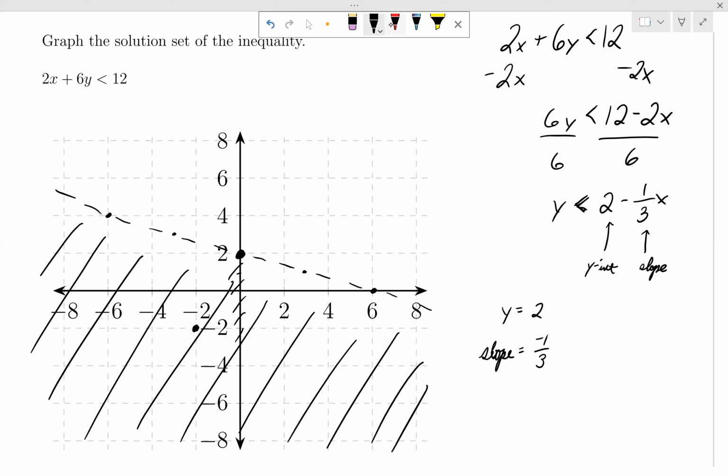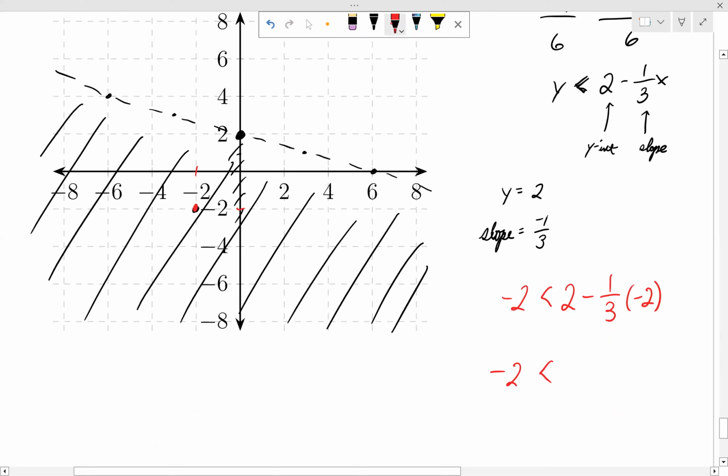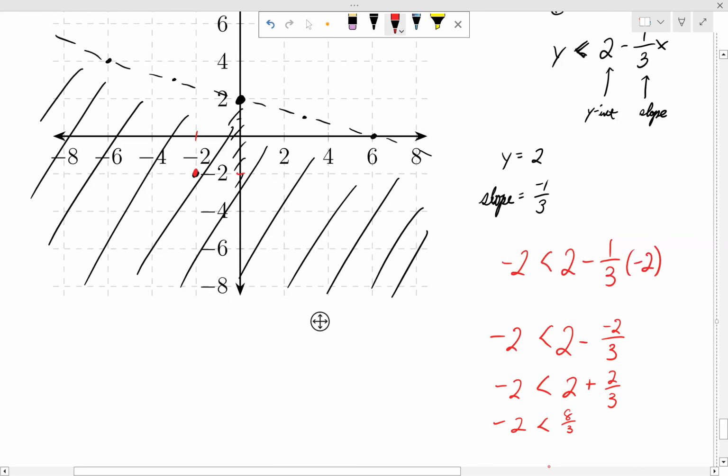And to check yourself, if I pick the point, let's say -2, right here, which falls in this region. If I plug that in, what I get is -2 less than 2 minus 1/3 of -2. -2 is my x, -2 is my y. And plugging it in, -2 is less than 2 minus -2/3. -2 is less than 2 plus 2/3. -2 is less than 8/3, which is true. 8/3 is positive, -2 is negative.